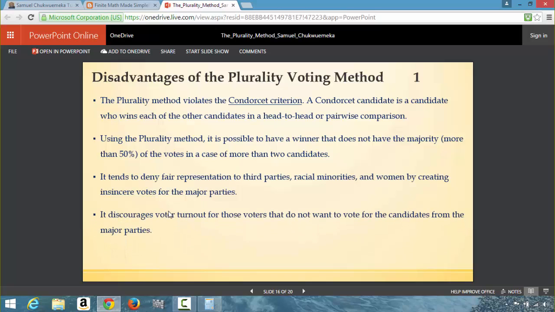Another one is that it discourages voter turnout for those voters that do not want to vote for the candidates from the major parties. So some voters will rather say, okay, let me go and give insincere votes to a lesser evil candidate. Or, let me not vote at all, because I don't want those candidates. And I'm sure some people in Nigeria will do that.